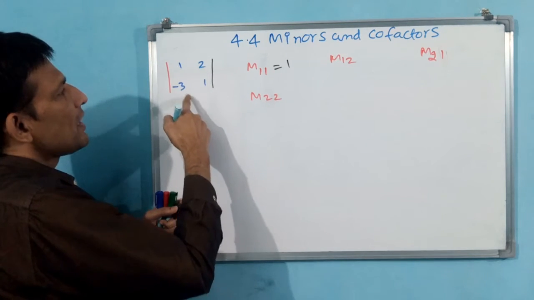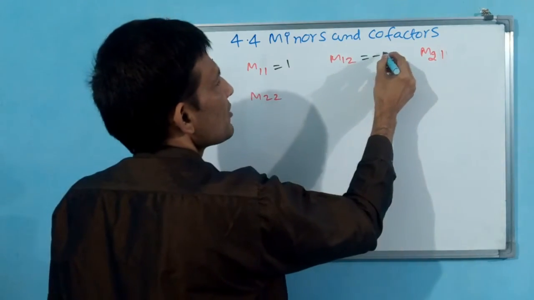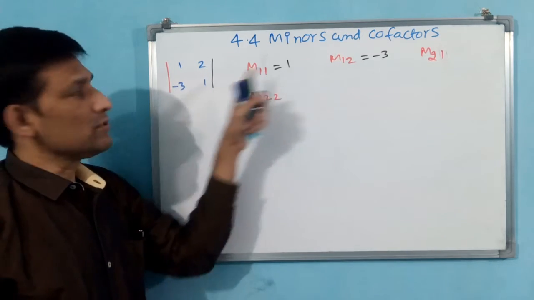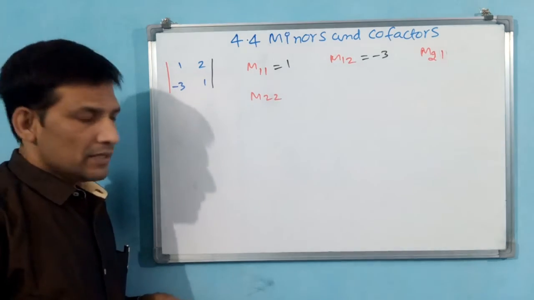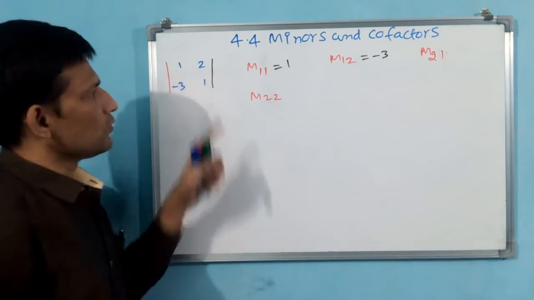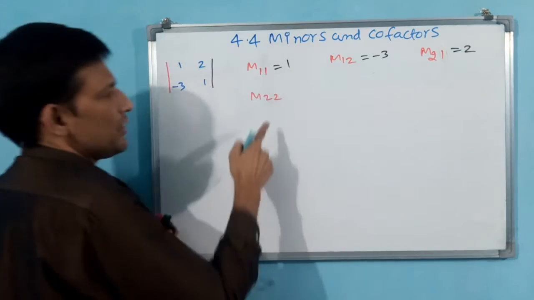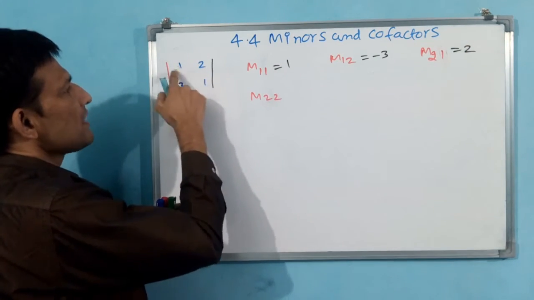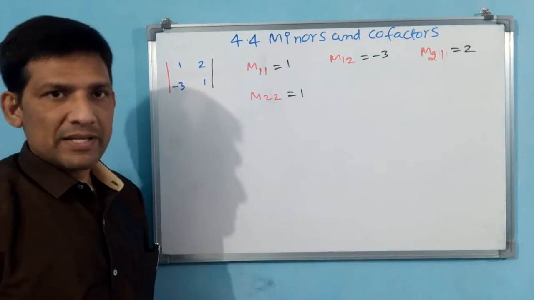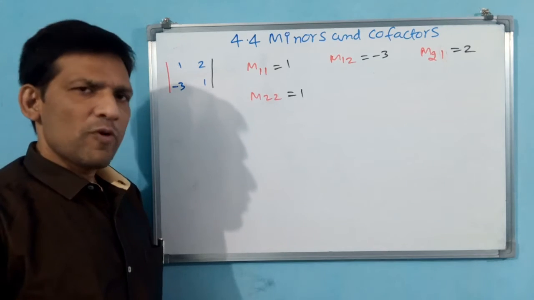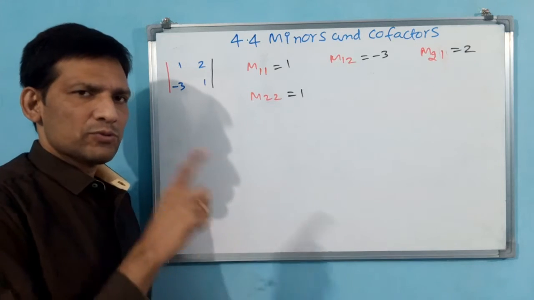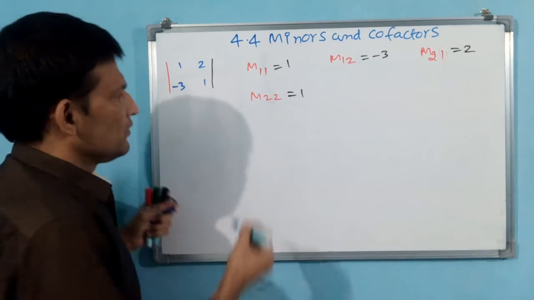Okay, what about M12? Close the 1st row and 2nd column; automatically minus 3 will be there. That means M12 is equal to minus 3. Minor of 2, or minor M12, is equal to minus 3. Okay, M21 is minus 3. If you close minus 3, then 2. M22 is 1. If you close 1, then 1. You understand now? For 2 by 2, minors are very easy. See, the cofactor also you have to take. Minus 1 whole power 1 plus 1, 1 plus 2, 2 plus 1, 2 plus 2. You see how I am writing?